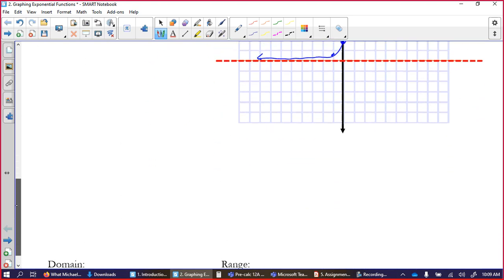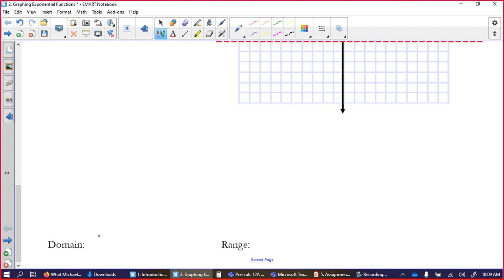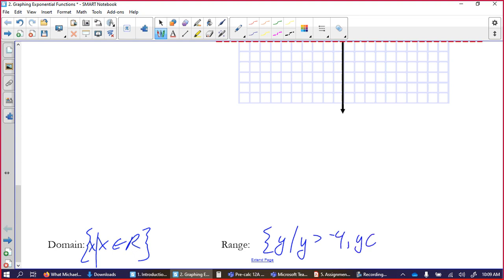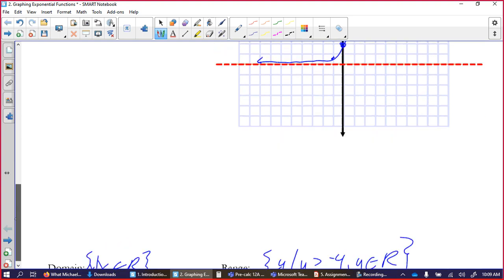Because I've moved everything, x is part of the reals, and our range, y, now has to be greater than negative 4. And we have something like so.